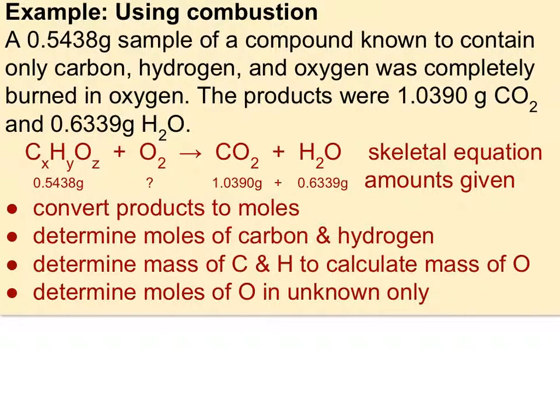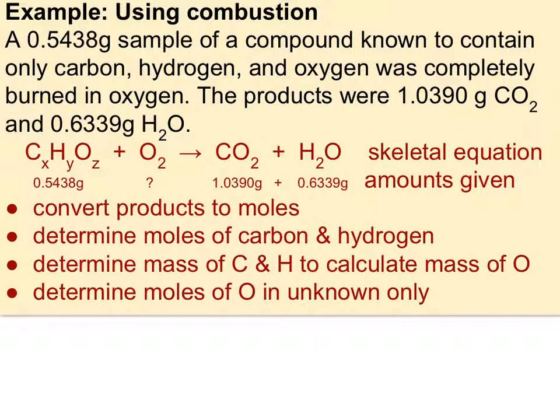So here's my example to look at. If you had 0.5438 grams of a sample of a compound known to contain only carbon, hydrogen, and oxygen, and it's completely burned in oxygen, and the products were 1.0390 grams of CO2 and 0.6339 grams of H2O, what's the empirical formula? I guess I never actually put my question, but that's the question.